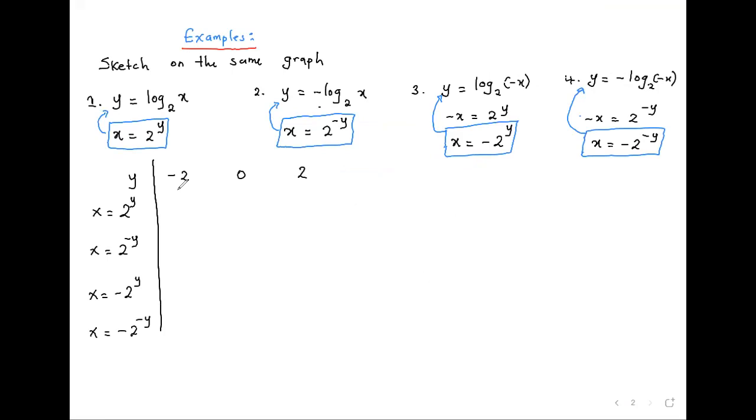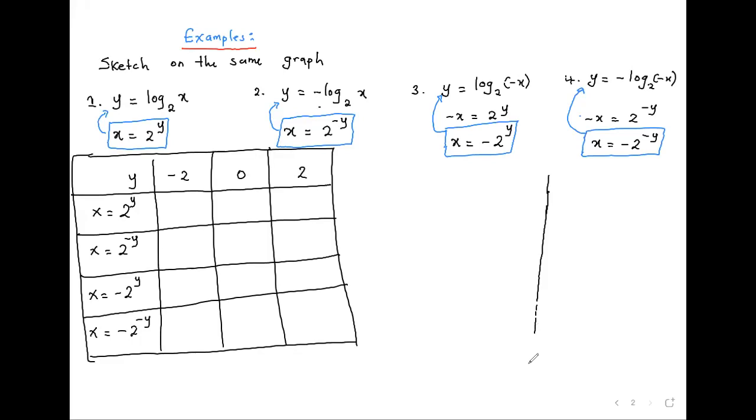We use the same table to sketch. We'll be looking for the values of y; we use -2, 0, and +2 to sketch 2 to the power y. This is x. To sketch 2 to the power y. To sketch -2 to the power y. To sketch -2 to the power -y on the same graph. This is what I'm going to do.